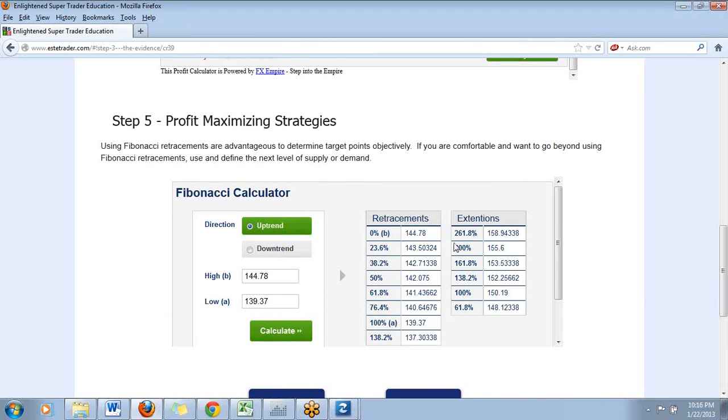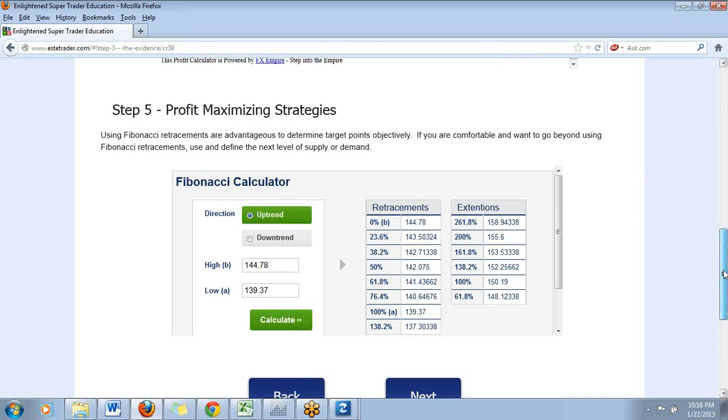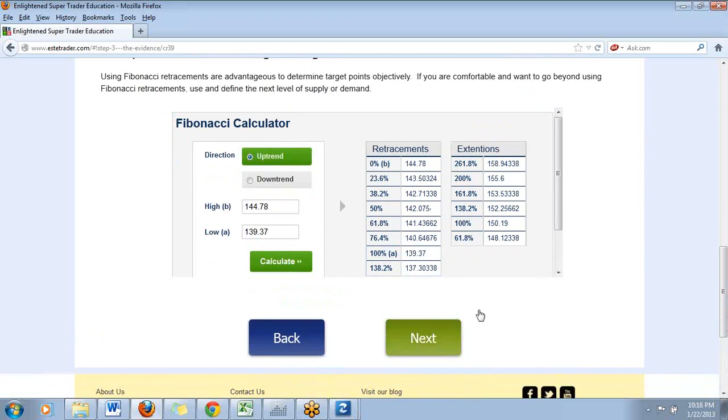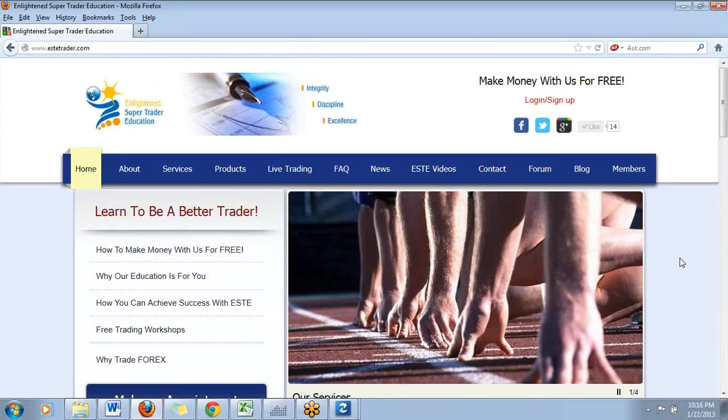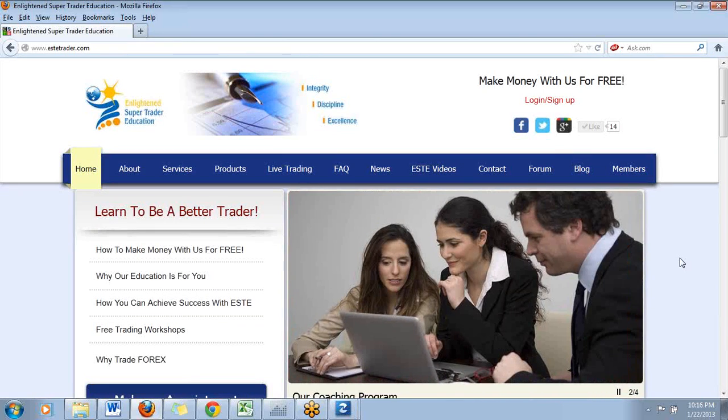So we have profit targets pretty much through there, 142.07, 141, and if it breaks through the 100% all the way to 139.37, at least you can go all the way to 137.30, 158, 155, and vice versa. So part of the extensions, everything's been laid out for you guys. And then next step, step number 5, that's it pretty much, and it goes back to home. All right, so that's the added bonus for you. So it's more objective, very easy in all the steps.